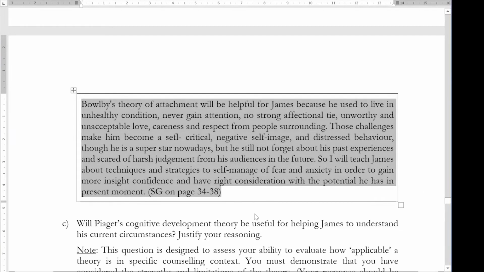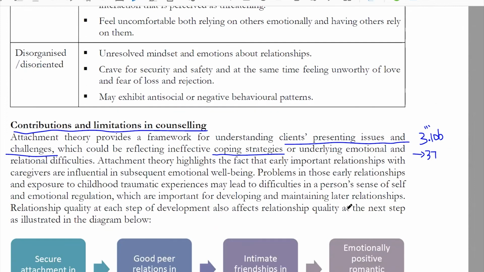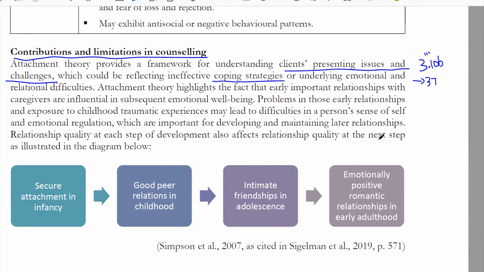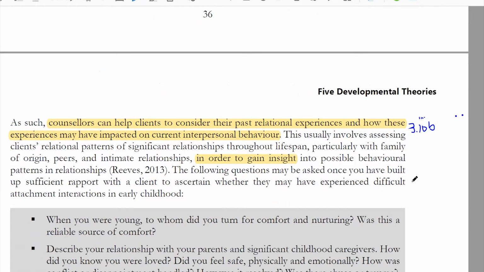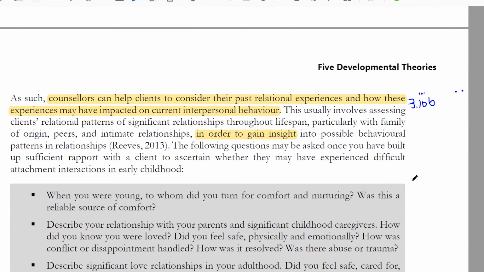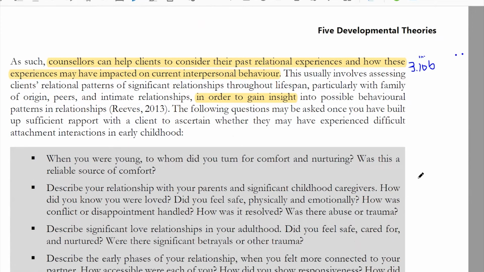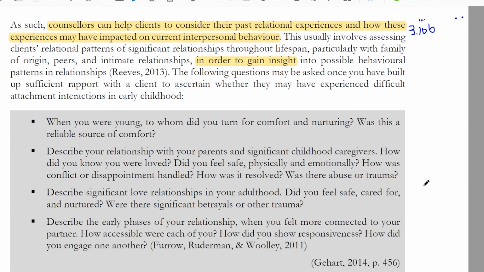I guess we have to look at what the limitations are. I know it was on page 34 to 38. Okay. Here, limitation. You see that I show? Do you want to scroll down? Relationship experience. We haven't come to the limitations yet.